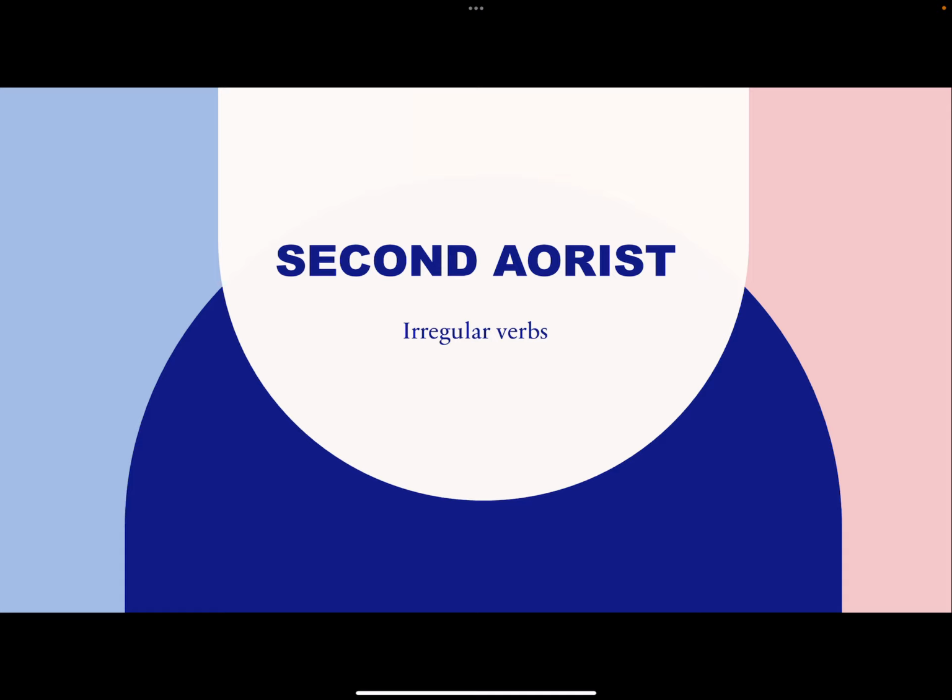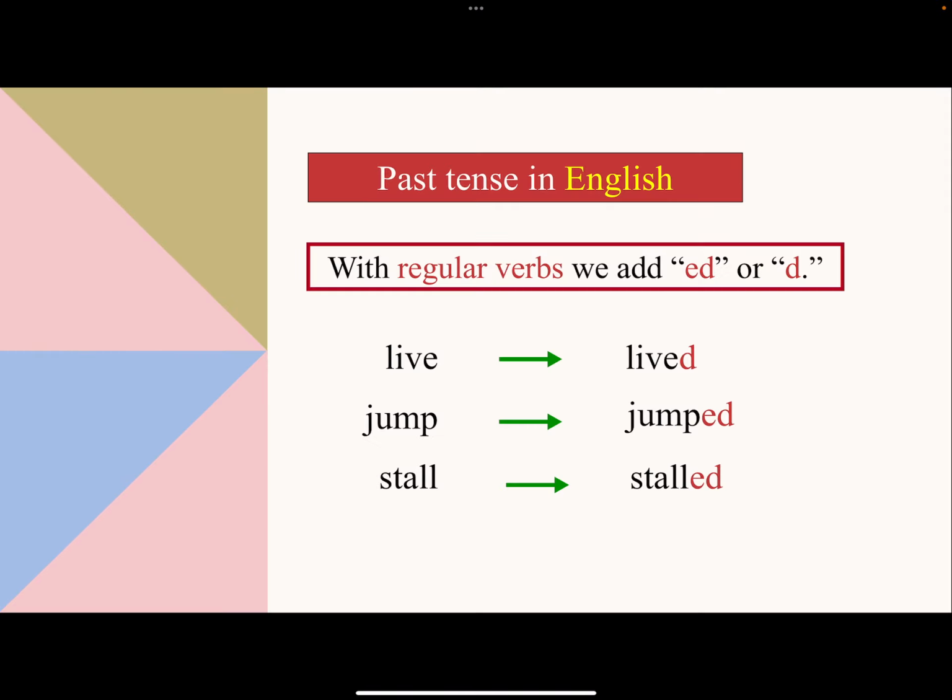There are what's called second aorists. Now, these are also known as irregular verbs, and so they have a slightly different way that they are formed. And we see this in English as well. So when you want to talk about something in past tense in English, sometimes you have what's known as regular forms. So live becomes lived, jump becomes jumped, stall becomes stalled, right? So these are all pretty regular. You add ed on the end, and we are now in past time.